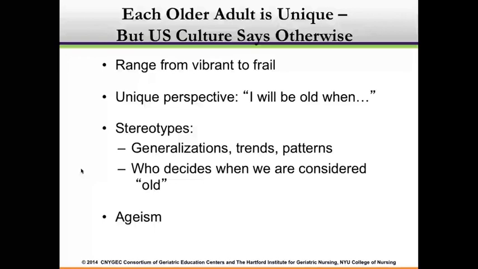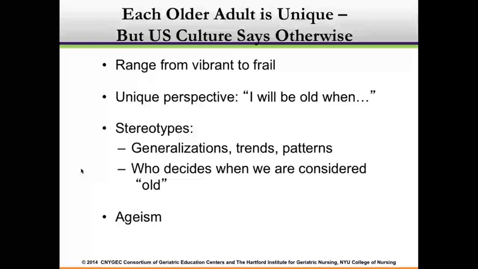Older adults range from vibrant to frail, and we each have our own unique perspective. And think about the answer to the question, I will be old when? Just take a minute and think about that. And what's interesting is the answers group themselves, actually. Often for people who are younger than 40, we often get a number. Somebody will say that they're old when they're 65, when they're 82, when they're 99.